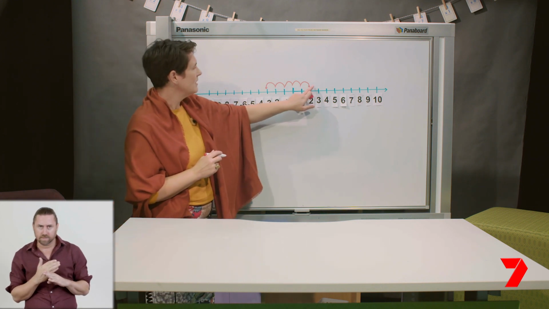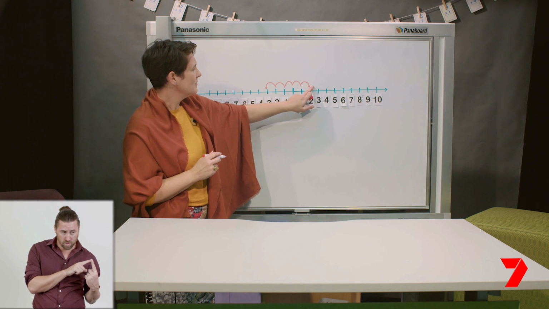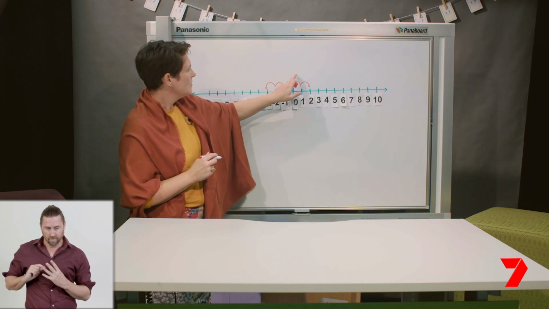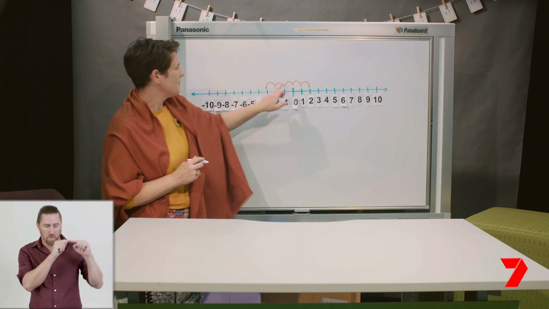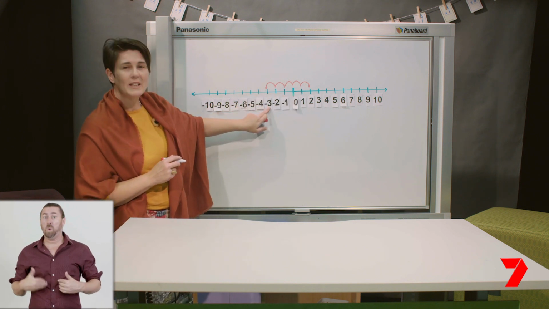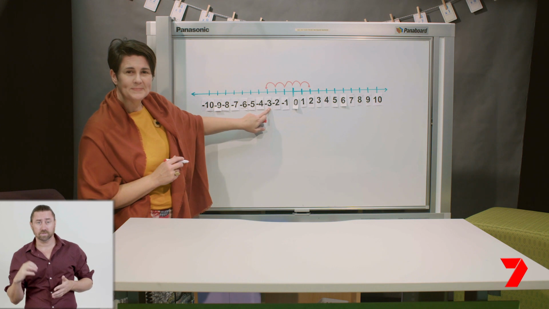Let's count. 2, 1, 2, 3, 4, 5. The temperature fell 5 degrees. It was -3 degrees in the morning.